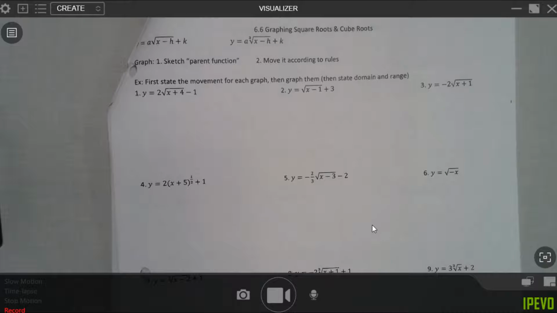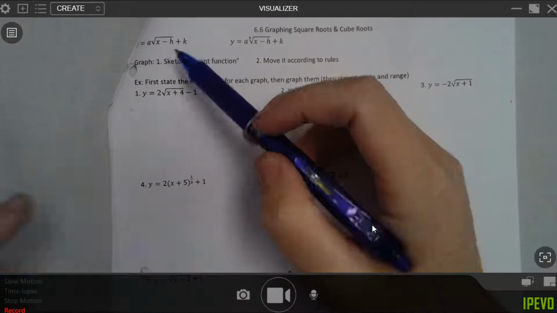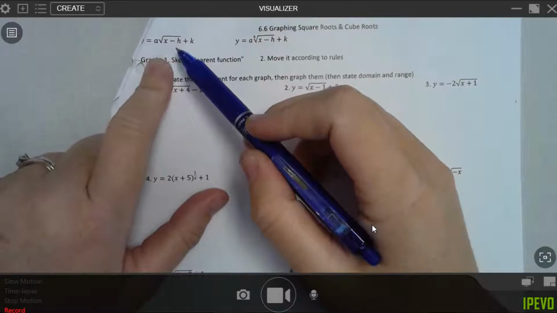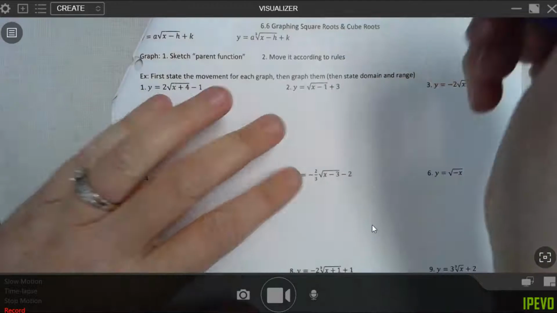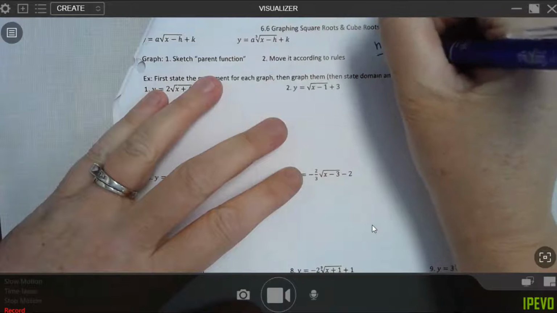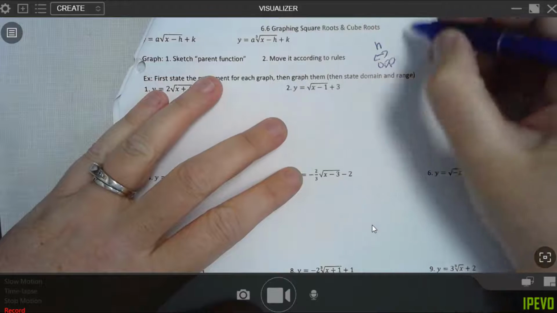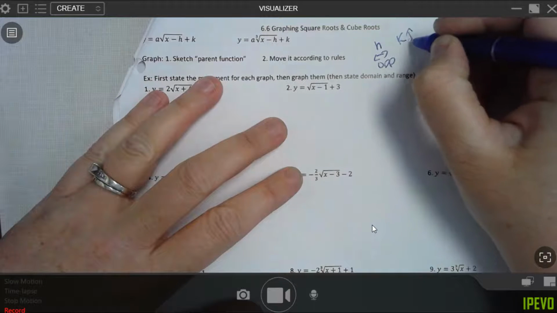All right, so today we're going to be graphing square root and cube root functions. So just a reminder, h moves our function left and right, the opposite of what we see. K always goes up and down. So h is left and right, opposite of what we see. K moves our function up and down.